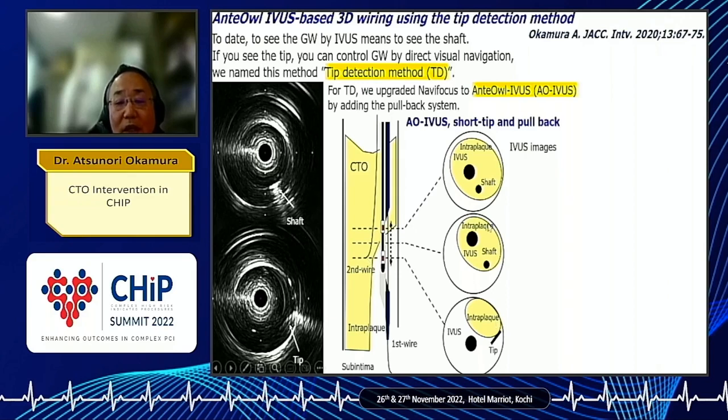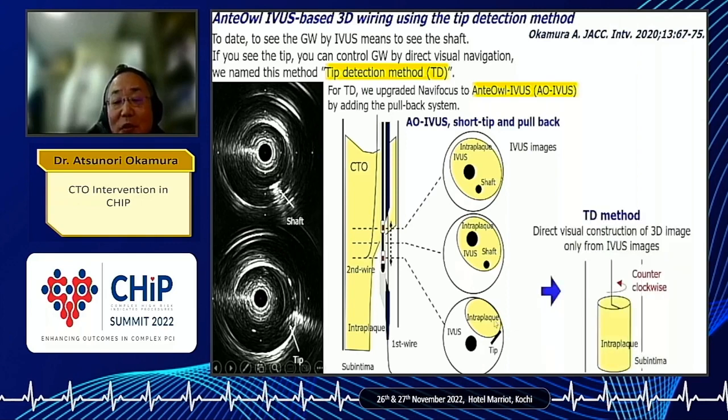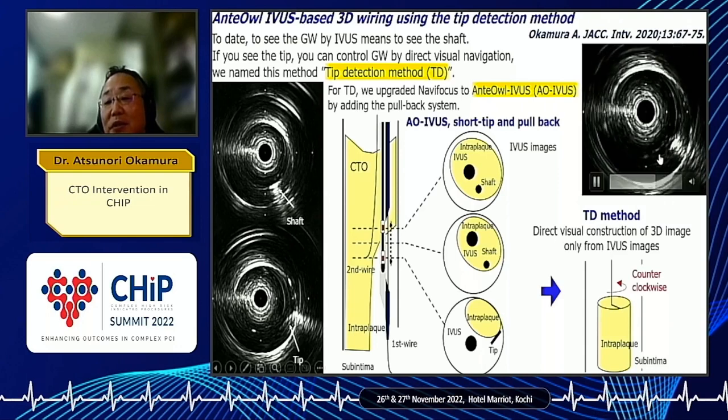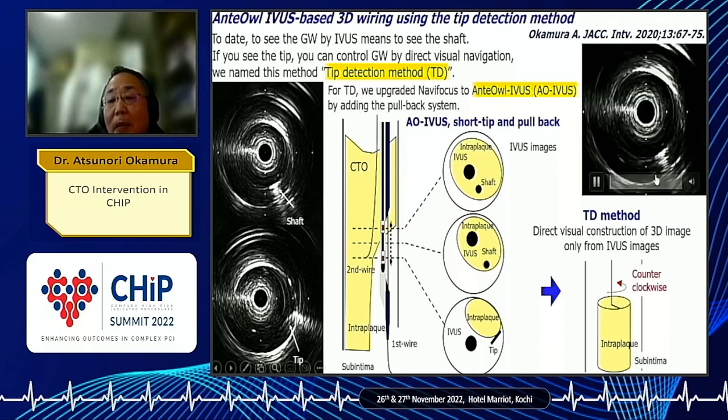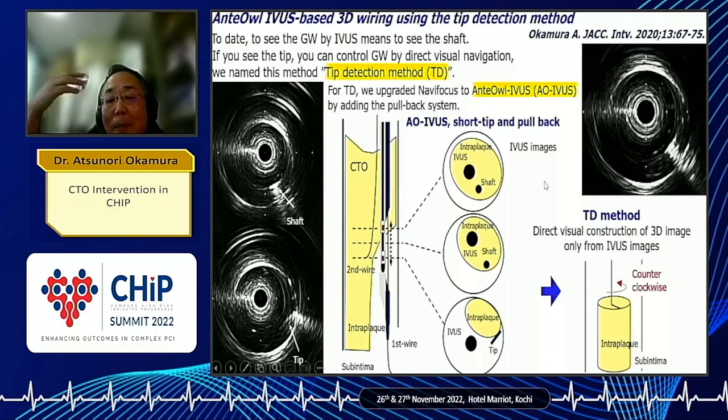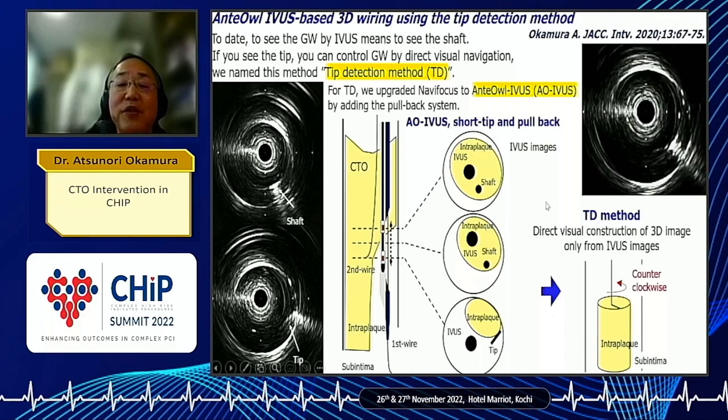If you see the second guide wire tip like this, you can easily understand which direction you should rotate the guide wire. So in this situation, this is counterclockwise to get the target. This is the guide wire shaft, and this is the guide wire tip. If the target is located here, you should rotate the guide wire counterclockwise to get the target. But if the target is located here, you should rotate the guide wire clockwise to get the target. So this is a very simple guide wire manipulation using the IVUS guidance.